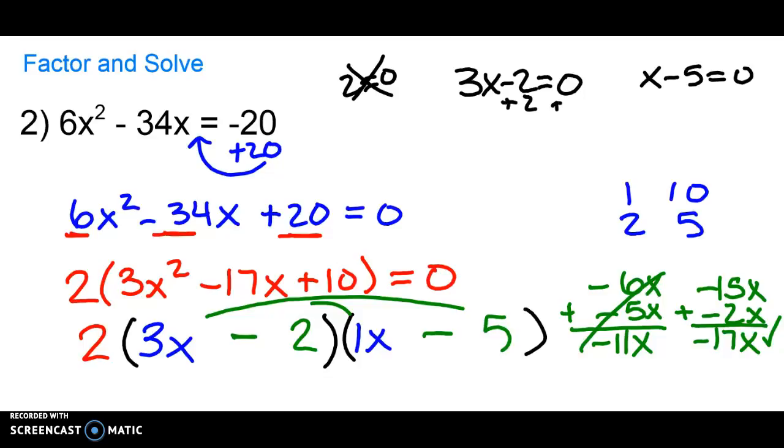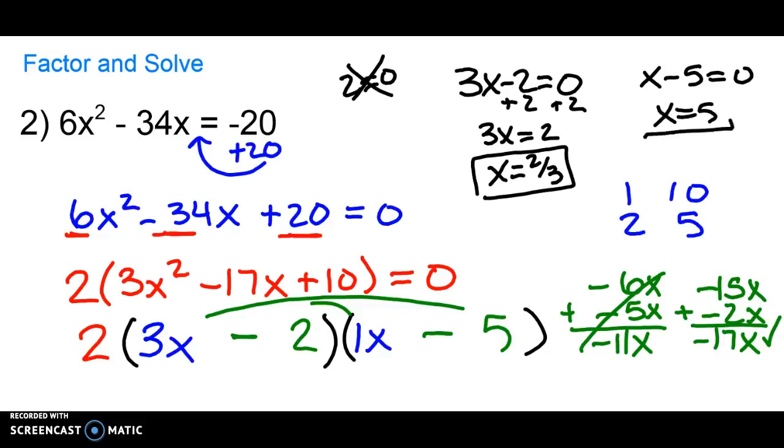Here I'm going to add 2 to both sides. I get 3x equals 2. So x equals, when I divide, 2/3. Or you can give me the decimal, and then I'm going to add 5. x is also going to be equal to 5. So my two answers are 2/3 and 5.